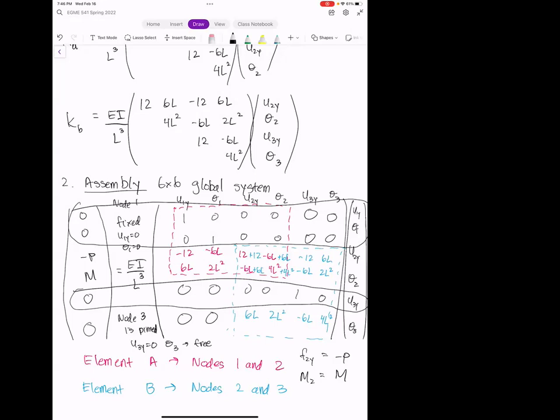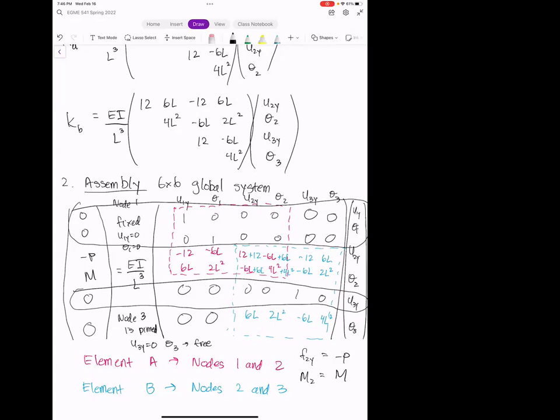In theory, if you had numbers for the loads and for all of the element properties, you can just punch this into MATLAB, and it'll give you a solution for the 6 degrees of freedom. Any questions on this?